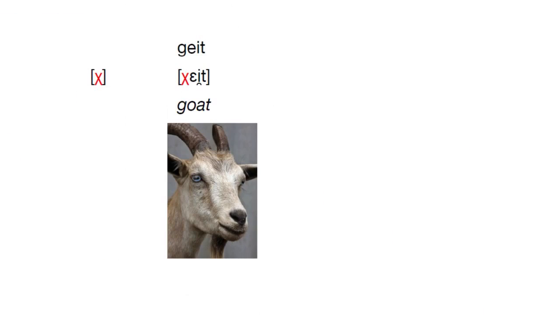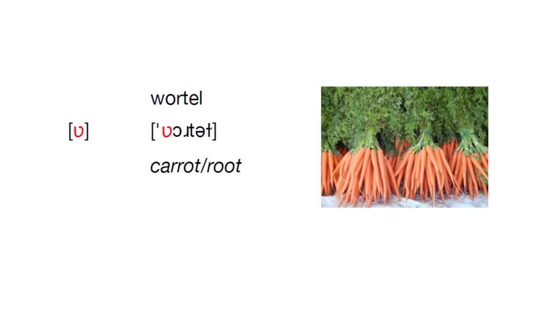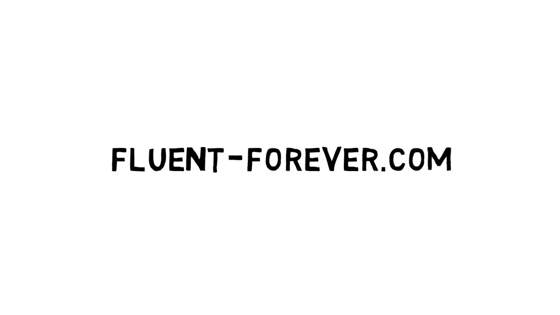After that, we discussed g, as in geit. This was made in the same spot as that back R, just without your vocal cords engaged. And finally, v, as in wortel. This was made by bringing your bottom lip close to your upper teeth, but not letting the two touch. And that's it for Dutch's consonants. Next up, the vowels.